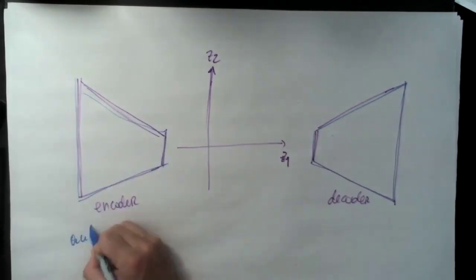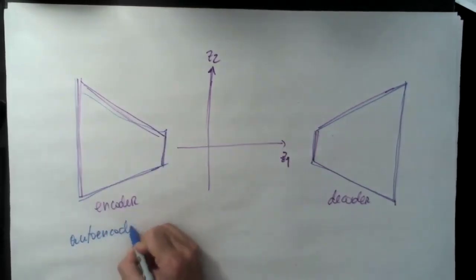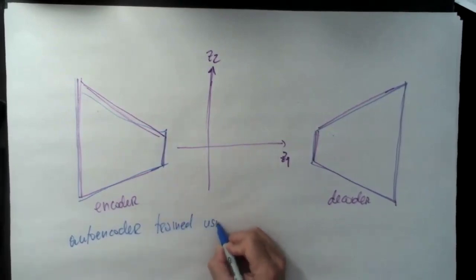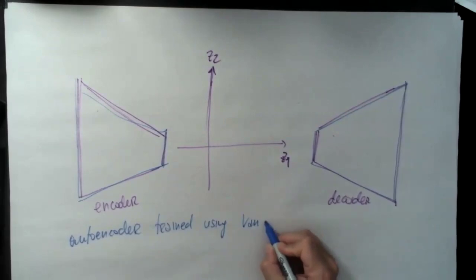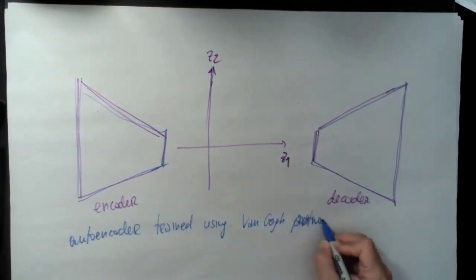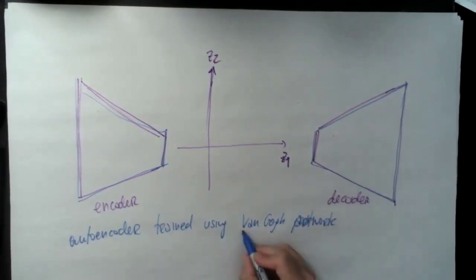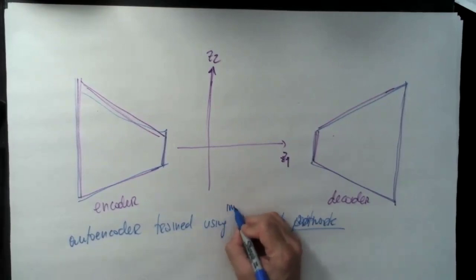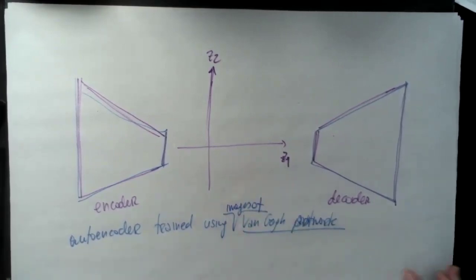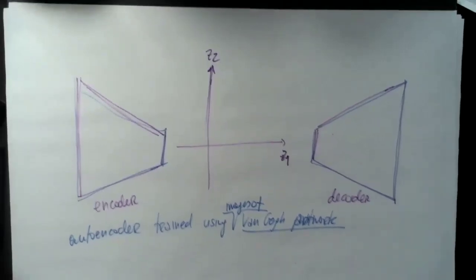Autoencoder trained using Van Gogh artwork. Okay, using images of Van Gogh artwork.